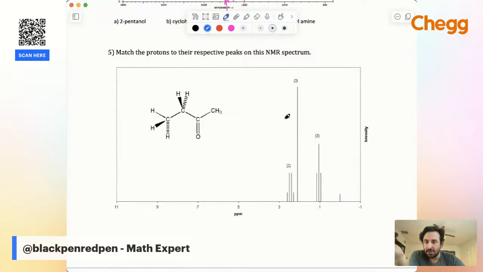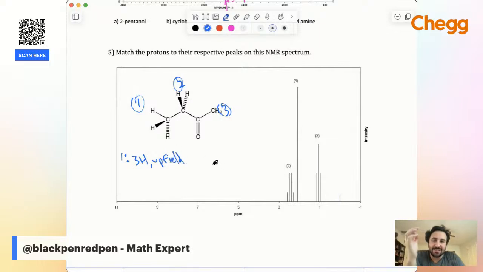So the best thing to do is to predict what kind of peaks you would find based on the protons that are in the molecule. Remember, the protons on the same carbon are almost always chemically equivalent. So let's call this 1, we'll call this 2, and then we'll call these ones 3. And so 1 is going to be a 3H. It's going to be integrated to 3. It is going to be pretty upfield, right? Because it is the furthest away.